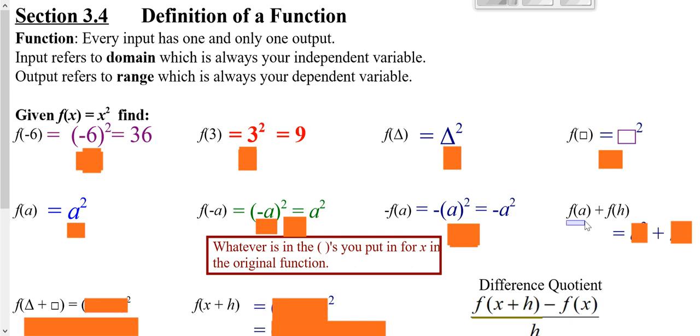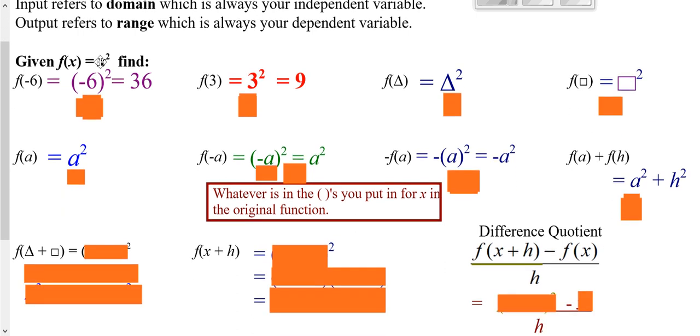Here I need to do f of a, get that answer, and then add f of h. Well, f says your input squared, and your input in this case is a. After I do that, I need to go plus, and I need to do the same type of thing here where my input's h, so I get h all squared. So once again, whatever is in your parentheses is what you plug in for your rule. And once again, on this one, our rule was input squared.